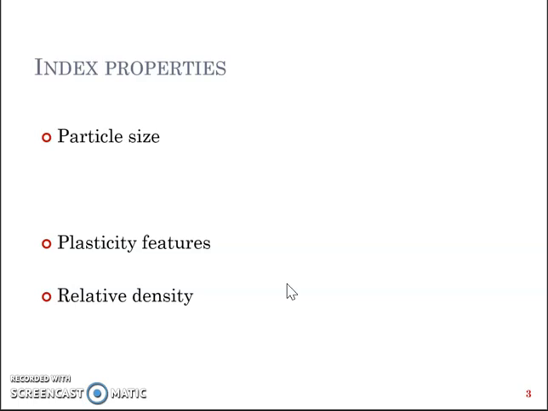Likewise, the index properties of soil, particle size, plasticity features and relative density will hint you about the behavior of soil under the loading conditions or flow conditions, etc. So indexing is suitable and necessary for classification of soil and also for an engineer to get an idea of how the soil will probably behave under the loads. Now the particle size distribution will have to cover two things: sieve analysis and hydrometry analysis.